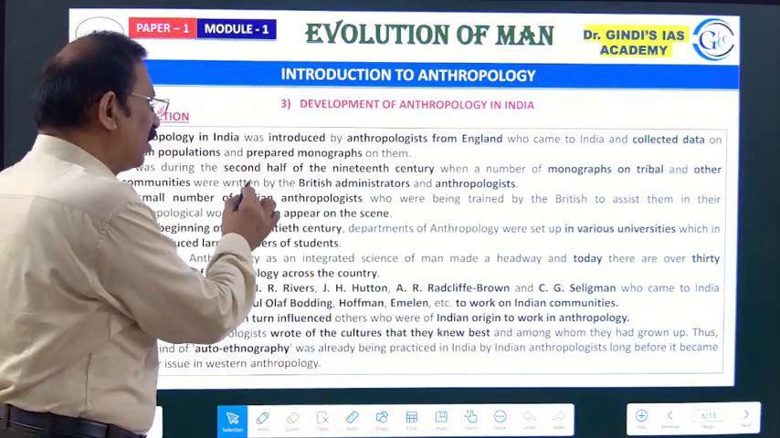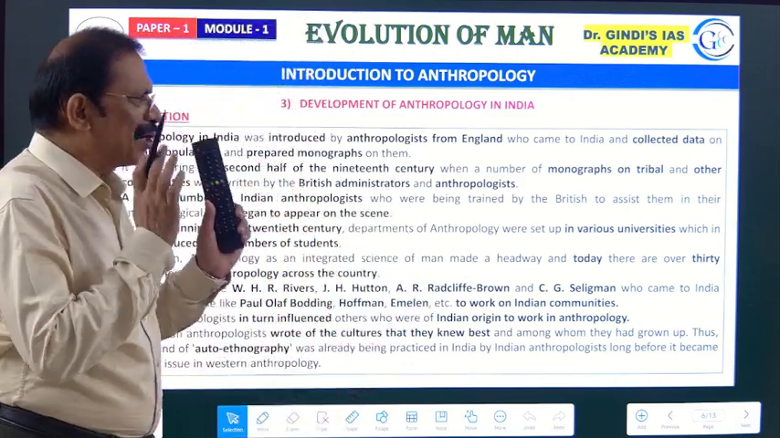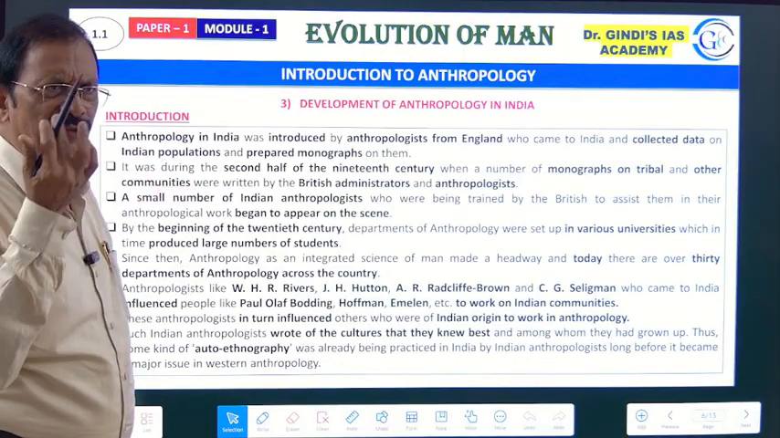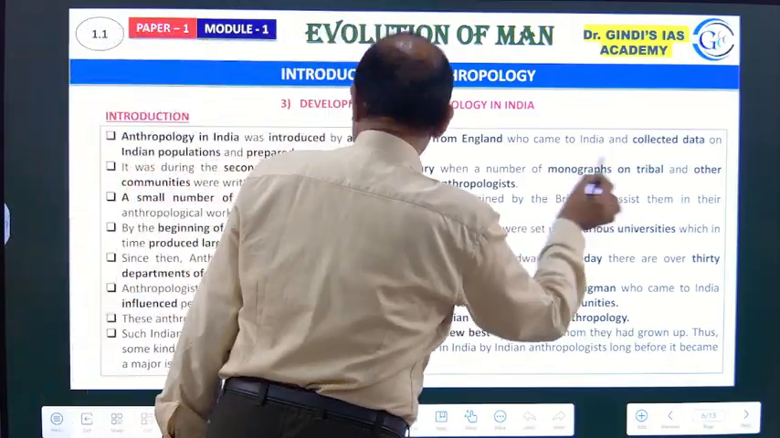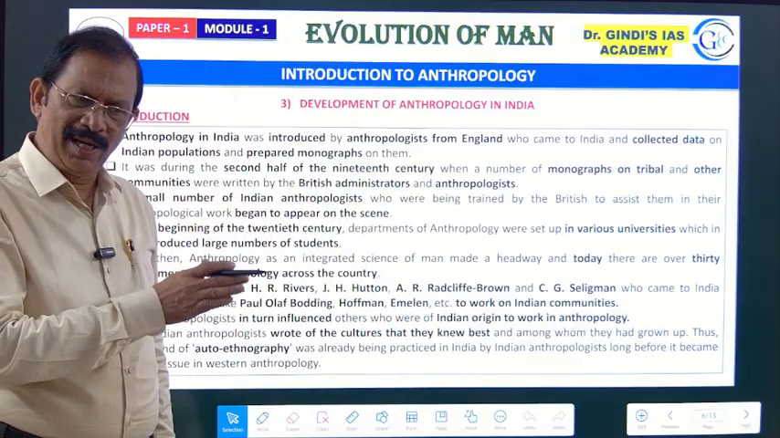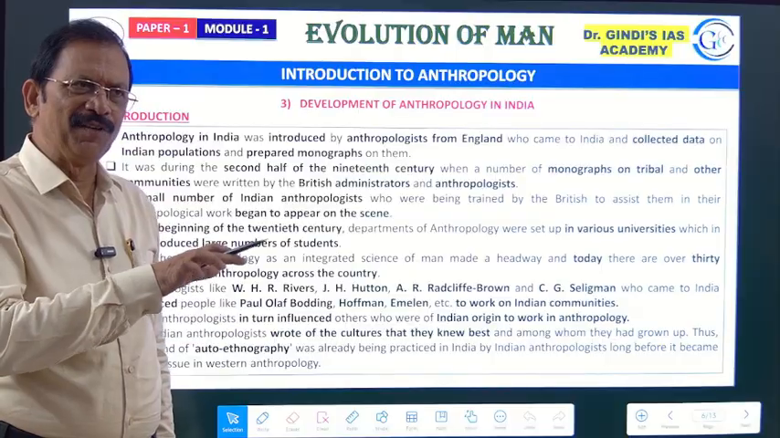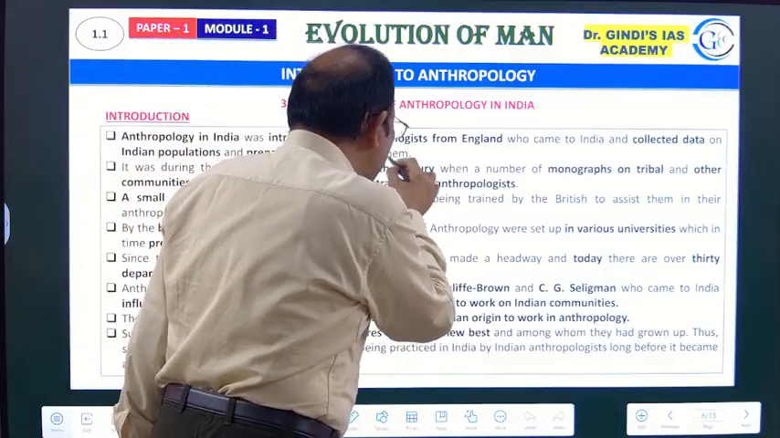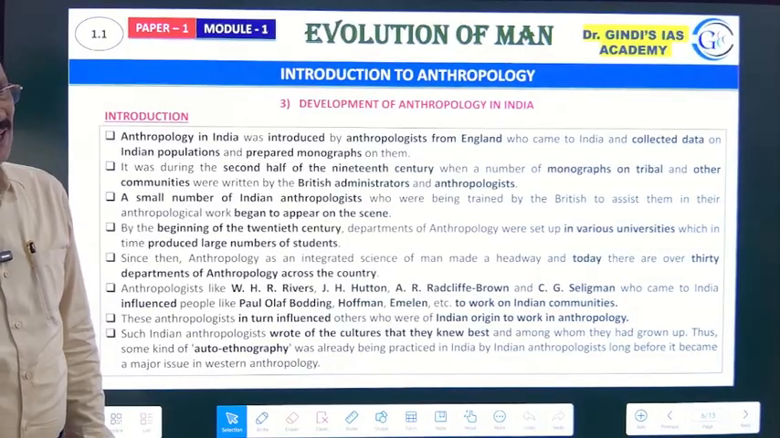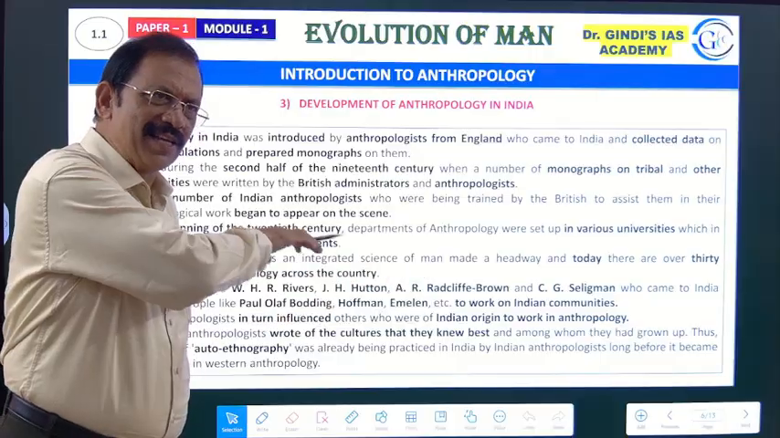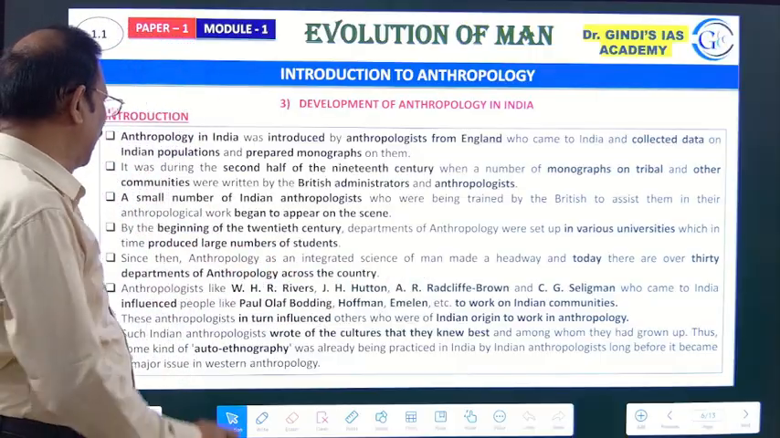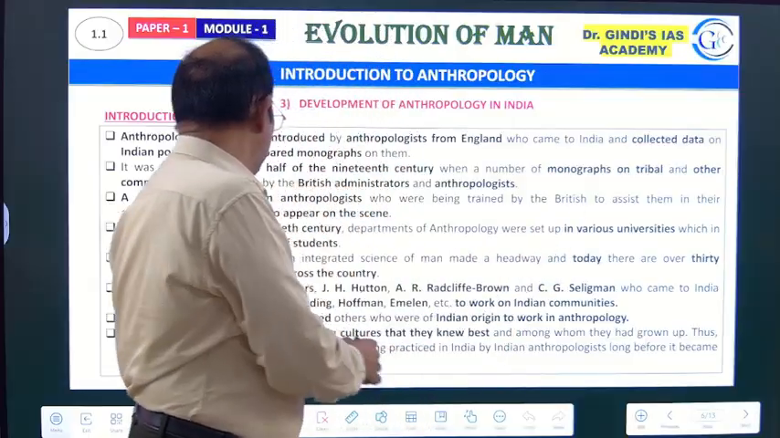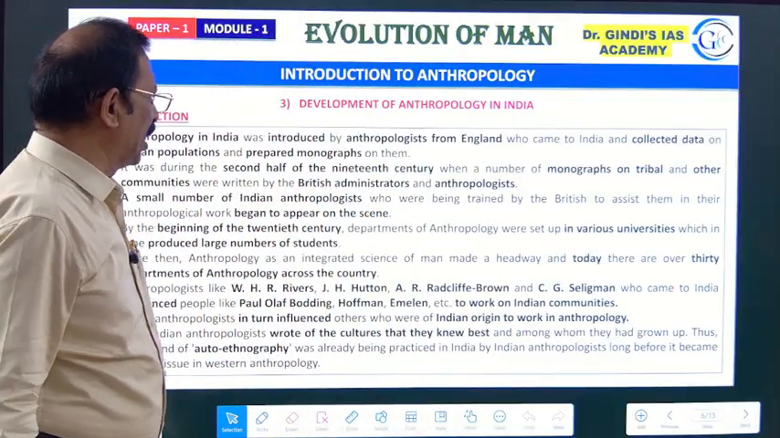So during the second half of the 19th century, a number of monographs and ethnographies appeared. Ethnography is the scientific study of different cultural aspects, everything, on tribal and other communities. So slowly anthropology started in India with the study of tribal and then other communities, written by British administrators, not by our people. Then a small number of Indian anthropologists who were being trained by the Britishers to assist them in their anthropological work began to appear on the scene.